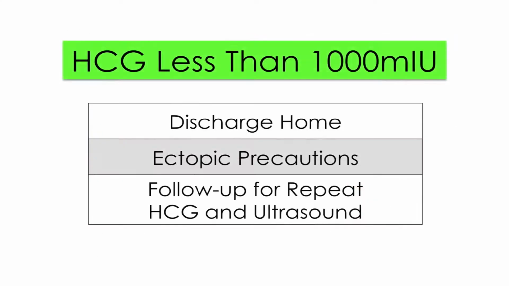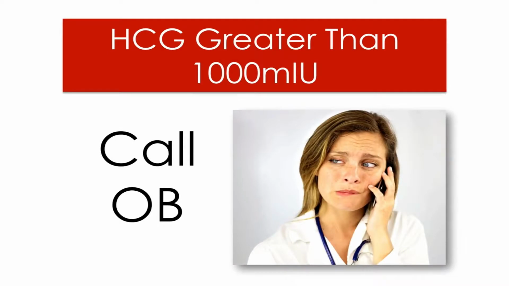measured. If the HCG level is less than 1,000 milli-international units, the patient can be discharged home with precautions to return and follow up to recheck the HCG level and repeat the ultrasound. If the HCG level is greater than 1,000 milli-international units, then obstetrics should be called to discuss the case.